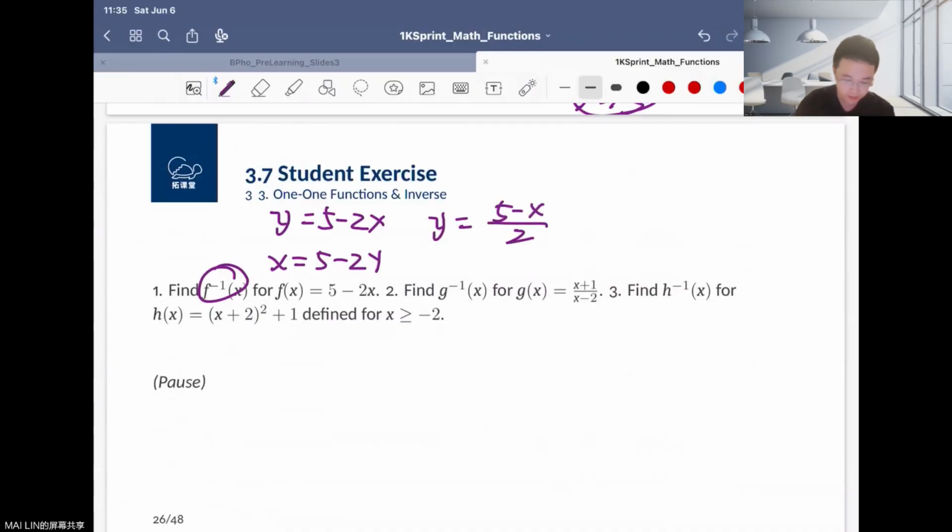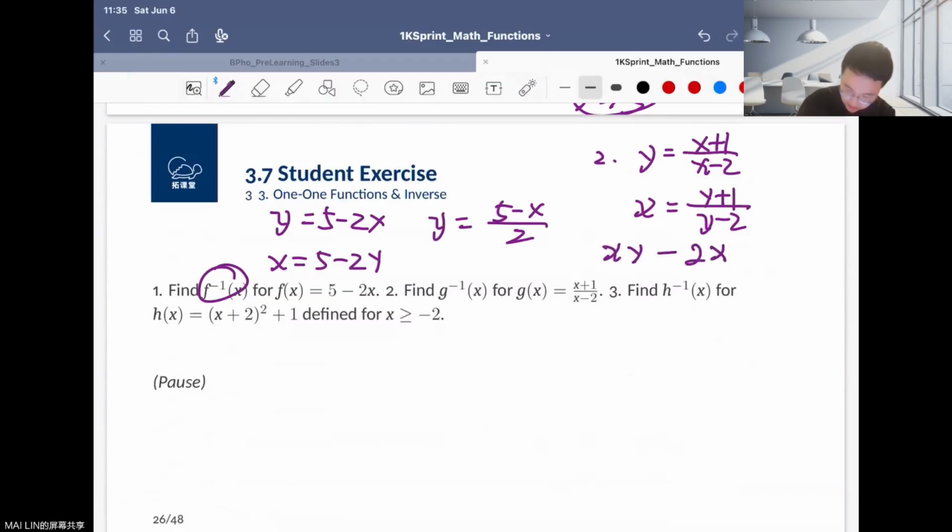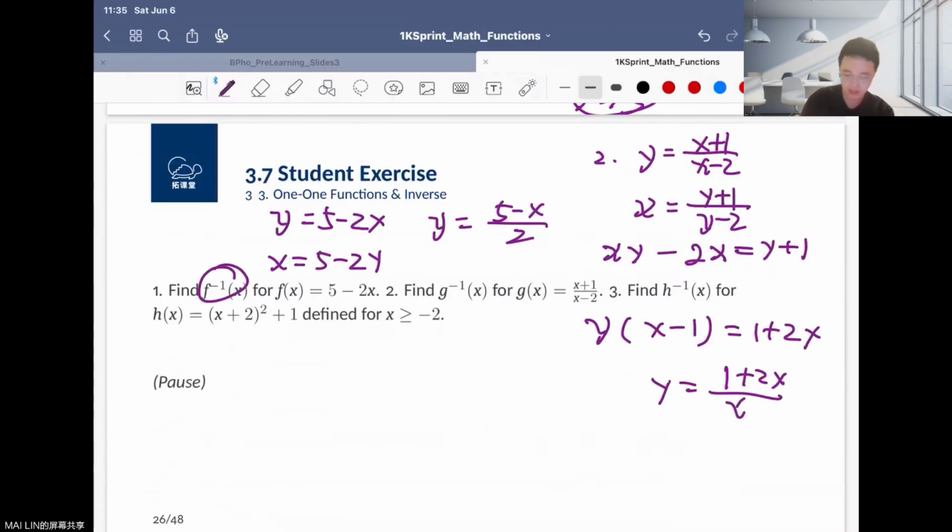And for the second step, finding the inverse function for g(x) equals (x plus 1) over (x minus 2), right? So first you can write it down as y equals (x plus 1) over (x minus 2), and then swap it, right? It becomes x equals (y plus 1) over (y minus 2), right? And then we can rewrite it. So that is xy minus 2x equals y plus 1, right? So you can put y on one side: y times (x minus 1) equals 1 plus 2x. So y equals (1 plus 2x) over (x minus 1) right here, okay?